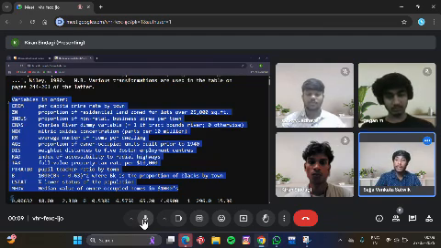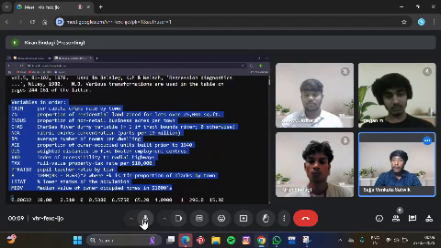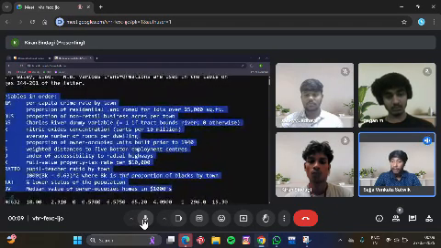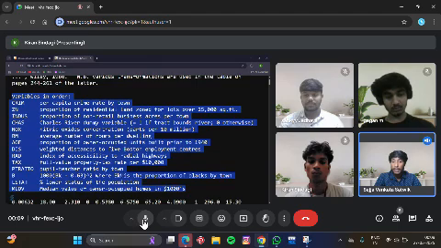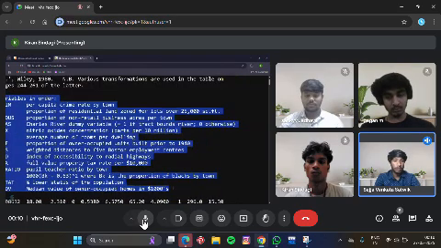Then DIS, the weighted distance to 5 Boston employment centers, and RAD, the index of accessibility to radial highways. Then TAX is the full-value property tax rate per $10,000. PTRATIO is the pupil-teacher ratio by town. Then B, the BK in the ratio of Blacks by town. LSTAT, the lower status of the population. Then MEDV, the median value of owner-occupied homes in $1,000.